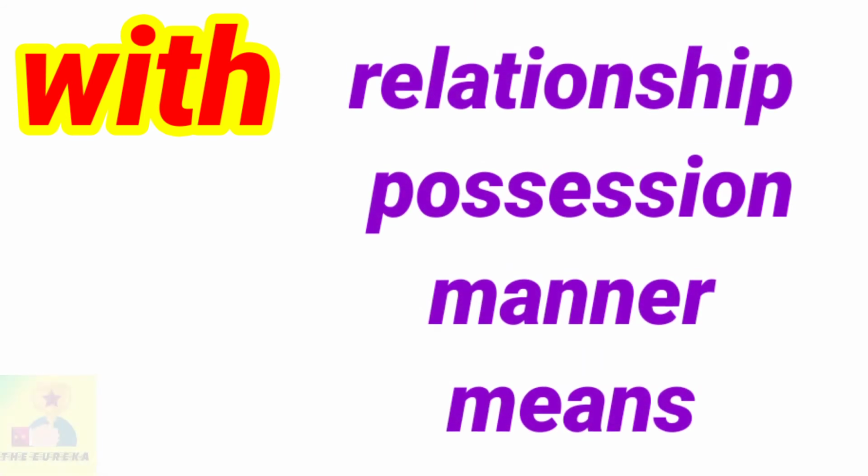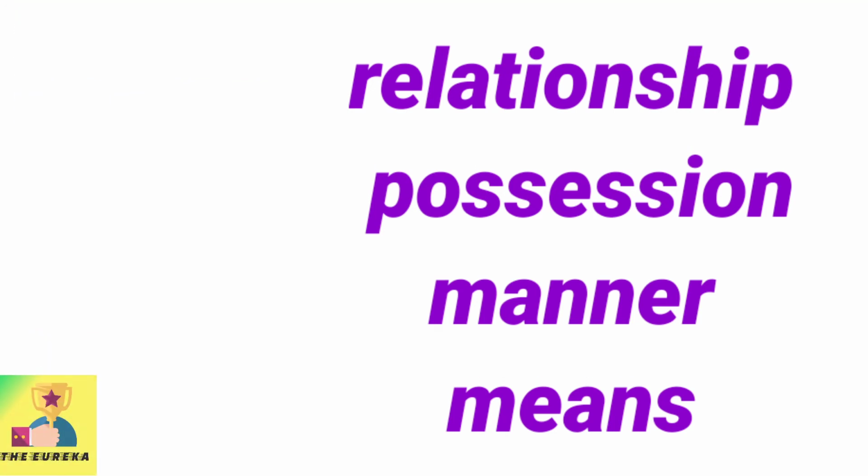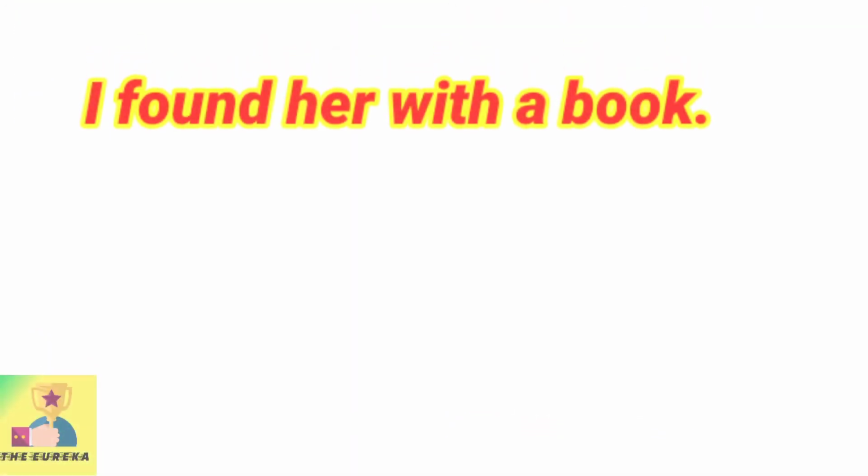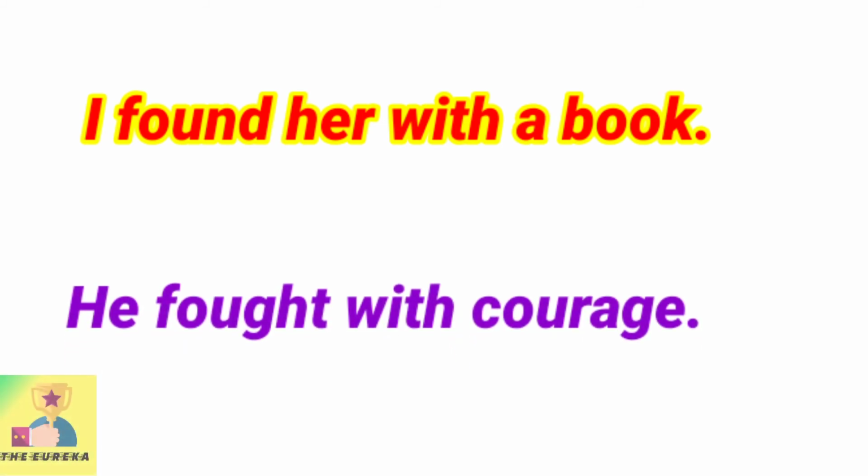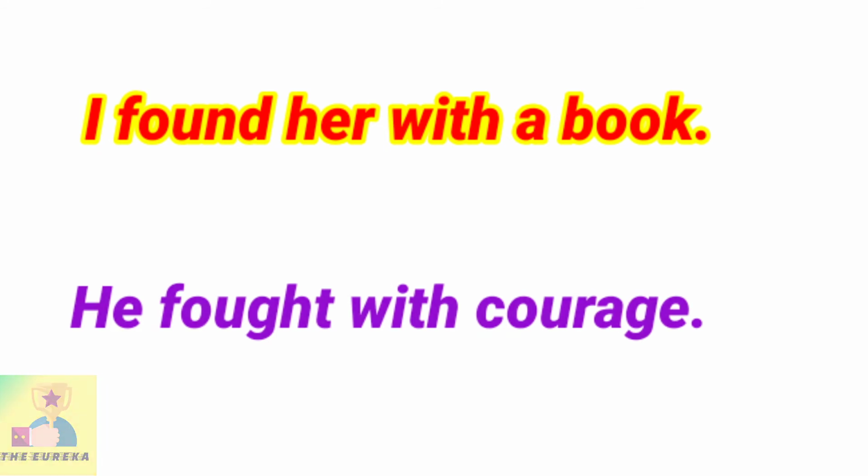Next preposition, with. With can be used for various purposes. With can express relationship, possession, manner, and means. For example, I found her with a book. With shows the possession. He fought with courage. Here, with courage shows the manner of the action.